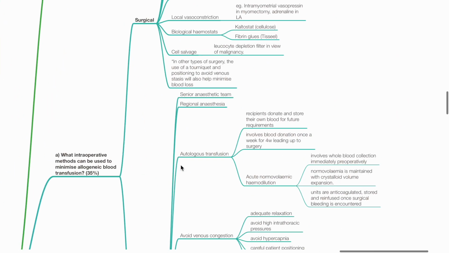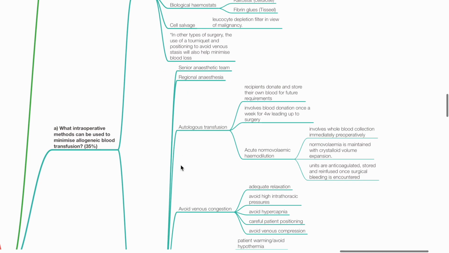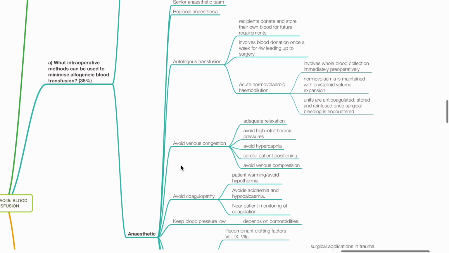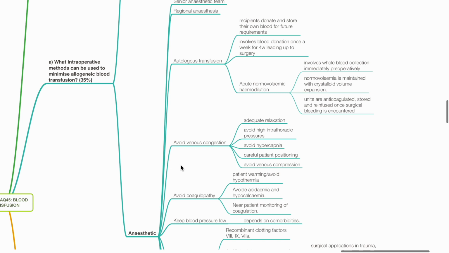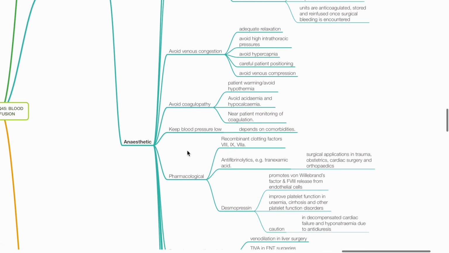Anesthetic strategies include involving senior anesthetic team, regional anesthesia, autologous transfusion, acute normovolemic hemodilution, avoiding venous congestion with adequate muscle relaxation, avoidance of high intrathoracic pressures, avoiding hypercapnia, careful patient positioning, and avoiding venous compression, avoiding coagulopathy by patient warming, avoiding acidemia and hypocalcemia, and near patient monitoring of coagulation. Keeping blood pressure low, this depends on comorbidities.